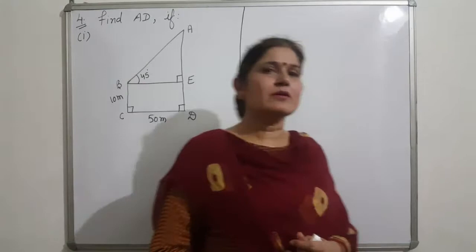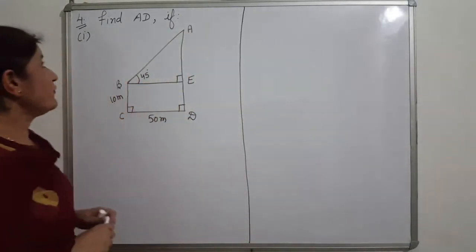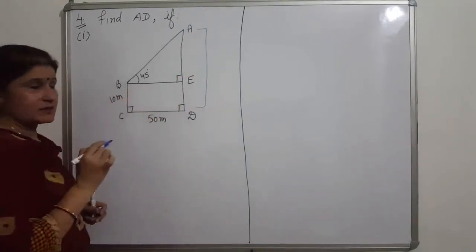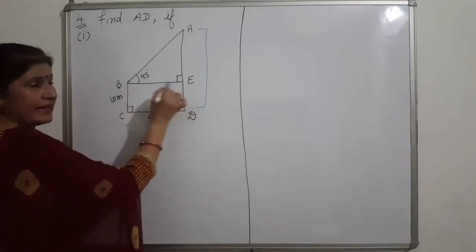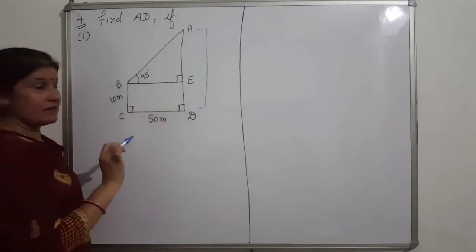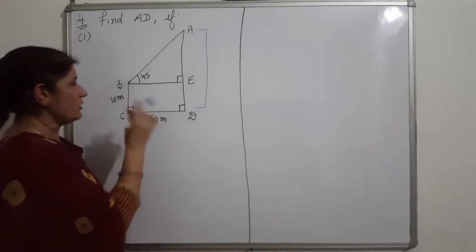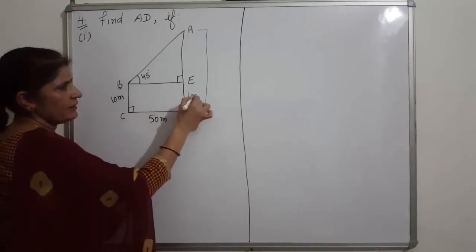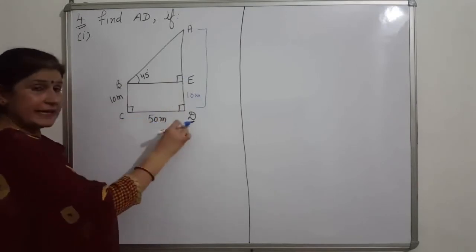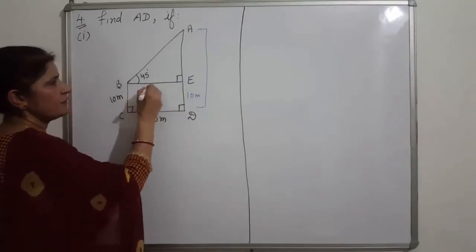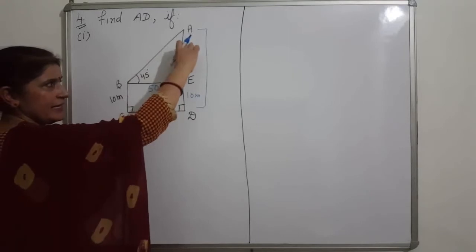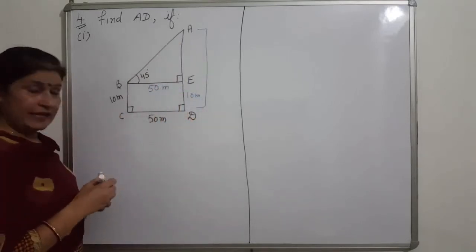Now we'll do question number 4, first part. You have to find length of AD. AD means this full length you have to find. If you see in the diagram BCDE 90, 90, that means it is a rectangle. In a rectangle, opposite sides are equal, so ED is 10 meter, opposite sides. Similarly, BE will be equal to CD, which is equal to 50. So this is 50 meter. After this, we will take this triangle and calculate AE. Then we add and we get the value of AD.